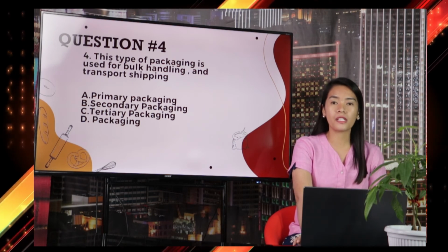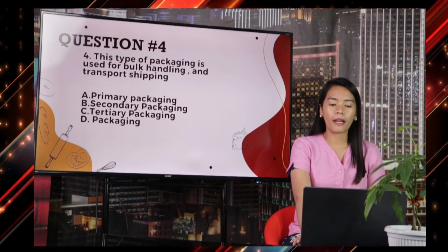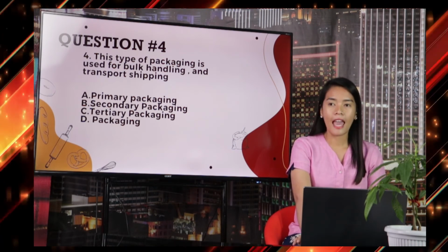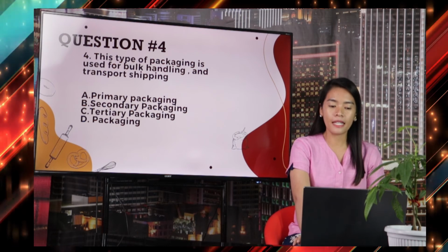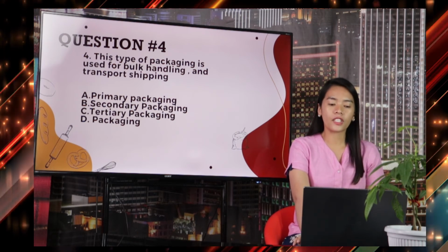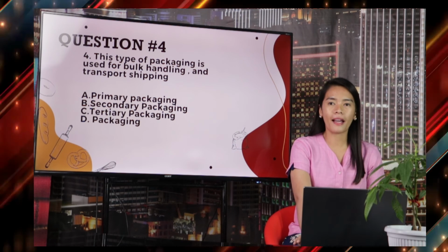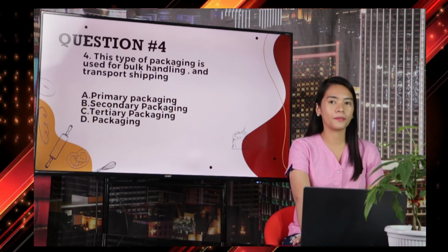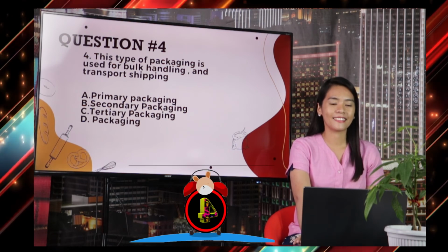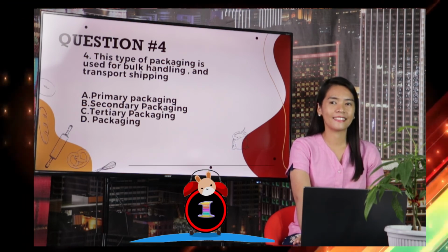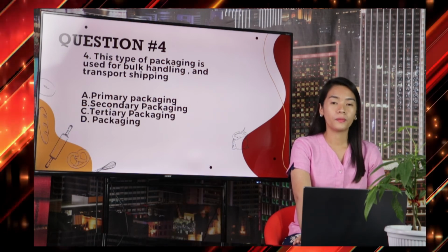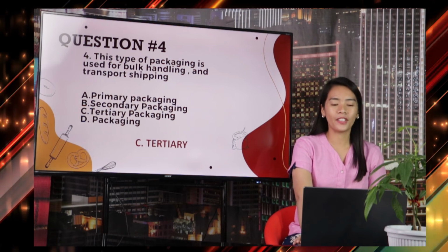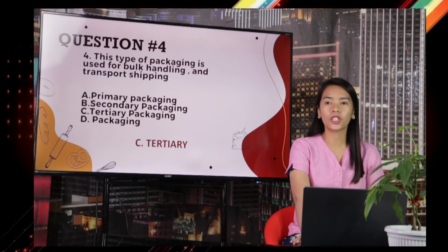Very good. So let's proceed to number 4. This type of packaging is used for bulk handling and transport shipping. A, primary. B, secondary packaging. C, tertiary. Or D, packaging. Timer starts now. 5, 4, 3, 2, 1. What is your answer? Very good. It's letter C, tertiary.